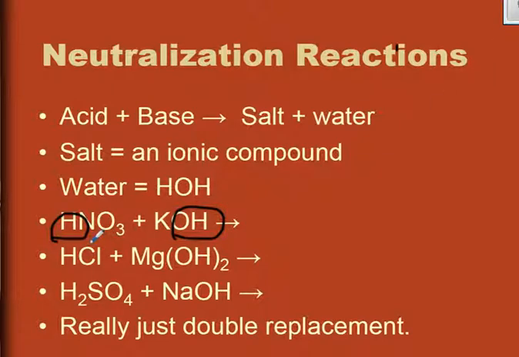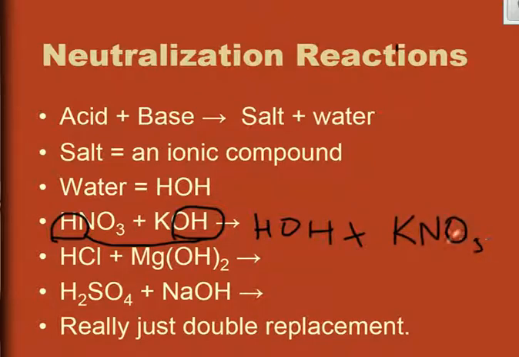So you'll get the H and OH coming together. You get HOH, which is water, and you get KNO3. But remember, when you write a new compound, just make sure that your formula makes sense. K is +1, NO3 is -1, so it's all balanced out.